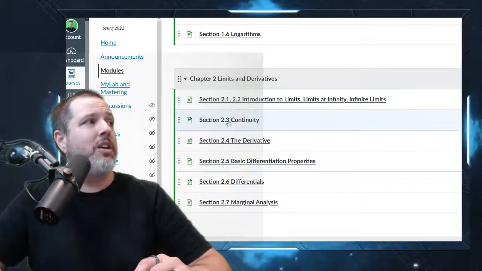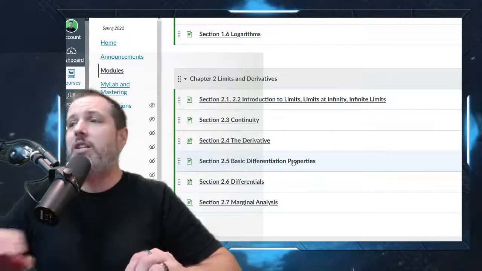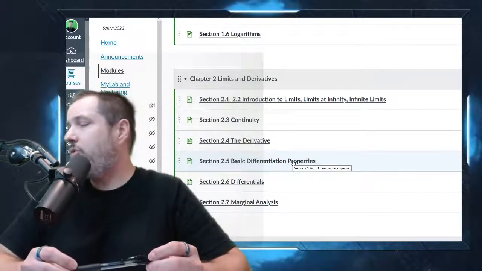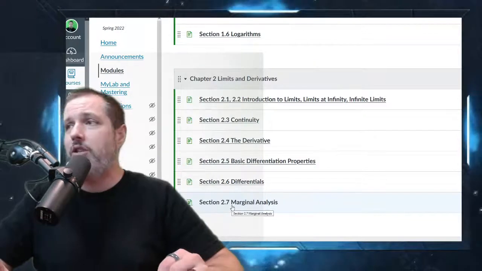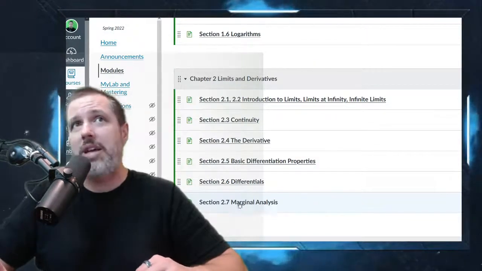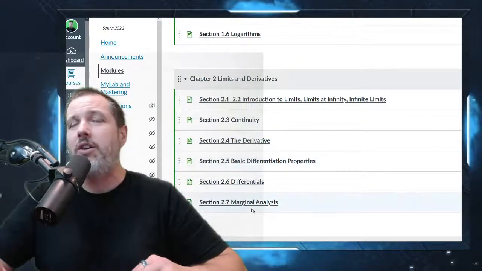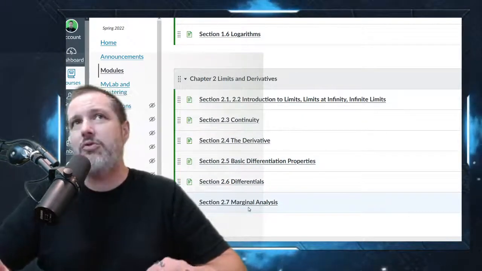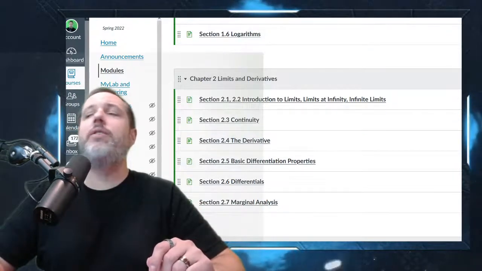1 or 2 problems on continuity. You're going to have to do some problems on the derivative and then basic differentiation properties. So we'll dive into the derivative in just a second, and then there'll be at least a couple marginal analysis questions. But like I say, 2.7 is pretty straightforward. If you know how to do 2.4 and 2.5, 2.7 is not really going to stress you out. With that said, let's get into the derivative then.